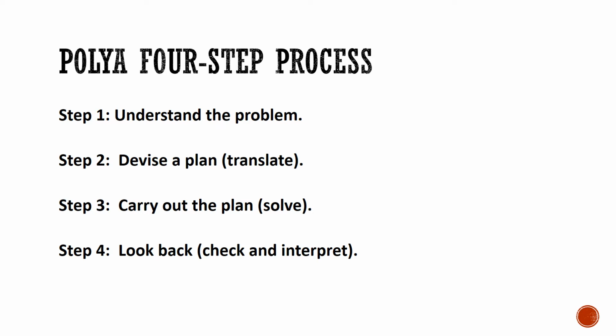Now, step two is to devise a plan and to translate. In this chapter, one way to translate information from words into a picture is by drawing a model. So, step two over here, to devise a plan, is actually trying to say to draw the model.